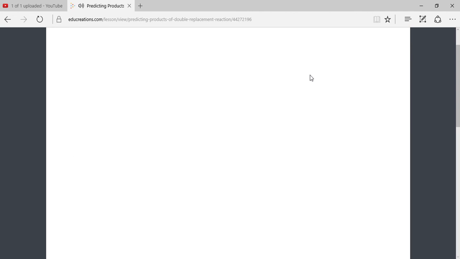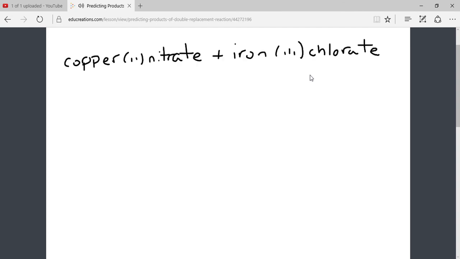Let us look at one example where two reactants would be mixed where no reaction would occur. If one consults the solubility chart before beginning, one can see quickly that no reaction should occur for the following reactants: copper 2 nitrate and iron 3 chlorate. The products possible for this would become iron 3 nitrate and copper 2 chlorate as the ions switch.